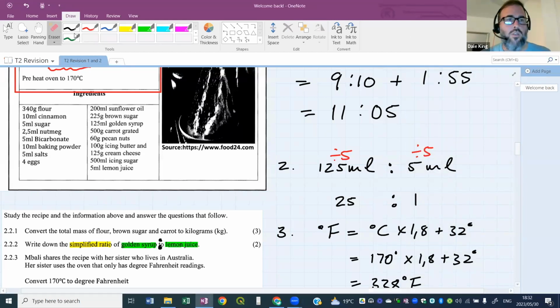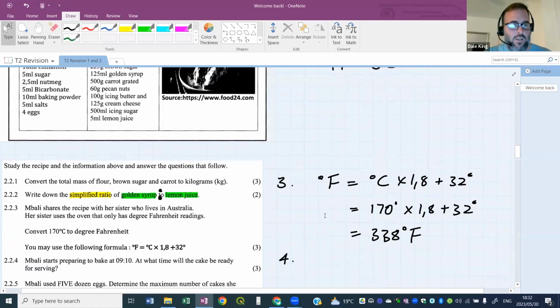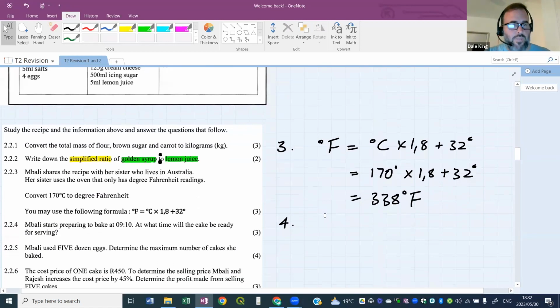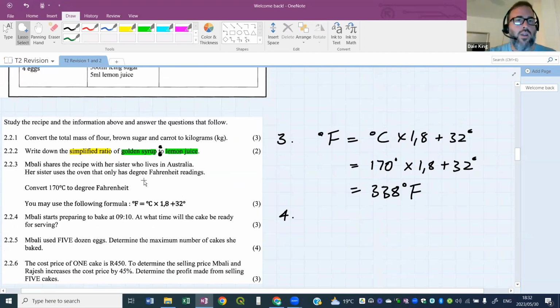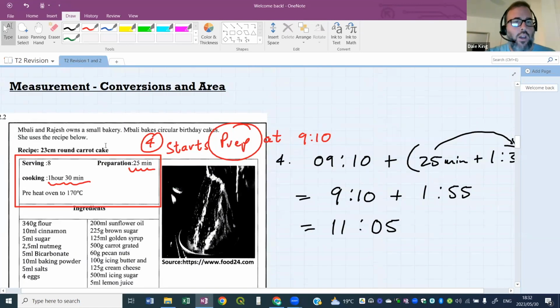All right, let's move on to question 5. I'm going to remove question 2 so we can create some space here. All right, going down to question 5. Let's have a look. It says, Mbali used 5 dozen eggs. Determine the maximum number of cakes she baked. All right, let's understand this question. Mbali made these cakes, all right, because it says at the top, they own a bakery. So they're making a lot of cakes here.